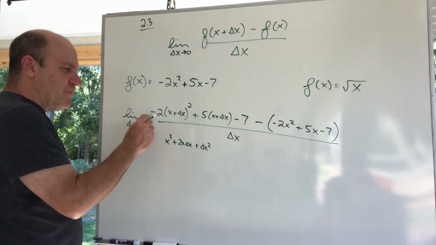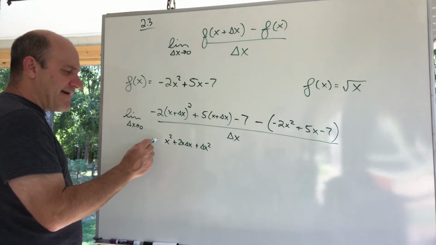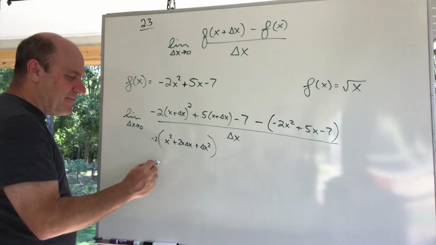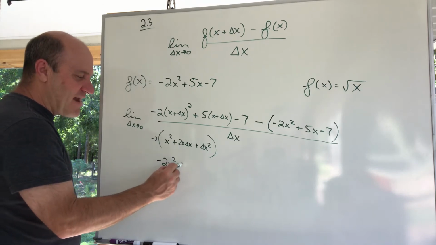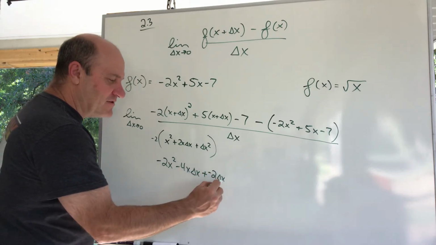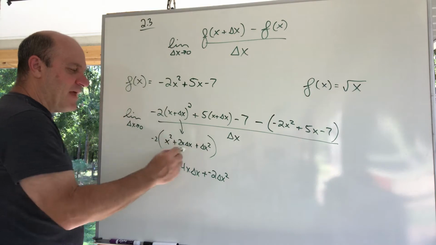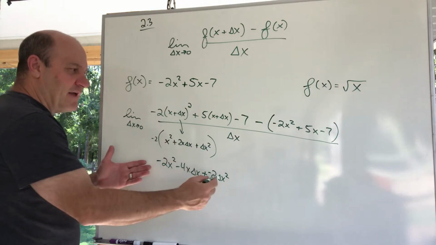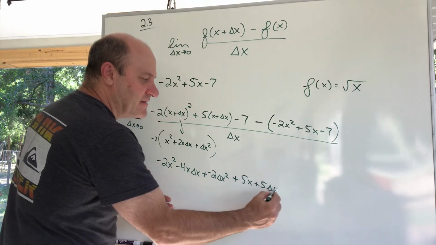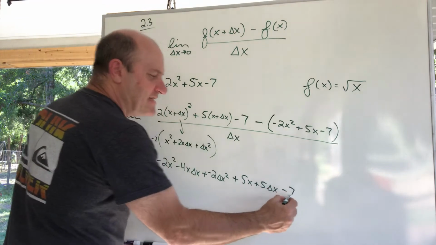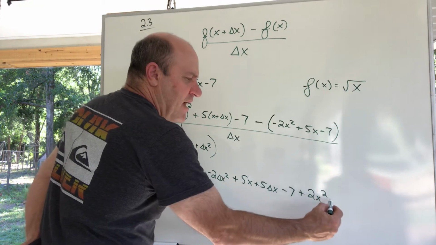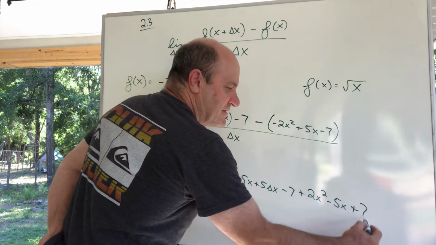Now, wait a minute. I should multiply by negative 2, if you don't mind. Let's see. I think I'll do that right here. I'm going to multiply by negative 2x squared, negative 4x delta x, and a negative 2 delta x squared. So I FOILed this out, and then I multiplied by the negative 2, and there it is. What's left? A positive 5x plus 5 delta x. That 5 distributes. A minus 7. What about down here? Distribute the negative sign. It's a positive 2x squared, a negative 5x, and a positive 7.